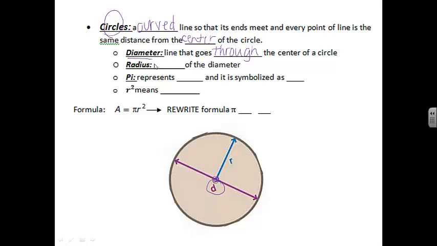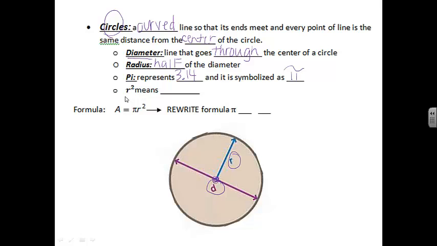Radius is half of the diameter. Here's my radius, and it's half of the diameter. Another thing we need to know is pi. Pi represents the number 3 and 14 hundredths, or 3.14, and it's symbolized like this. You learned this last year, so we should know this.